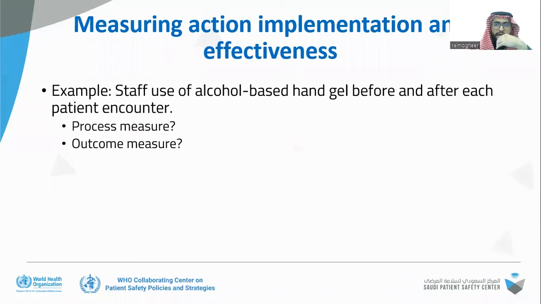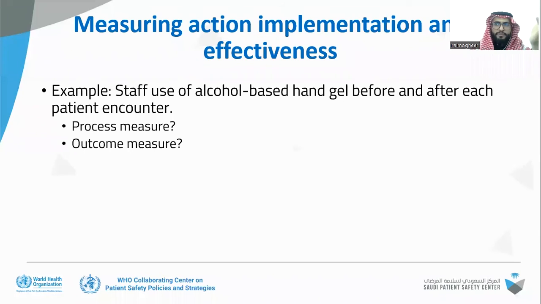Let's take the outcome measure. A potential outcome measure for this example is a 20% reduction in hospital-acquired infections transmitted by staff-patient contact. This is an outcome measure. We have a target and we have a goal clearly defined.